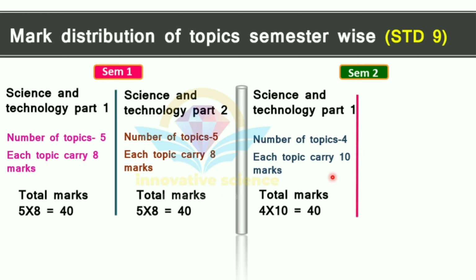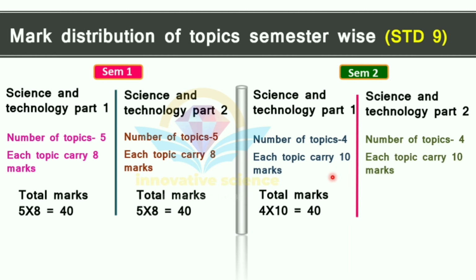And after that, the next topics are included for part 2. Total 4 chapters are for part 2. Chapter numbers 15, 16, 17 and 18 are included in part 2. Therefore, these 4 chapters give you 40 marks.